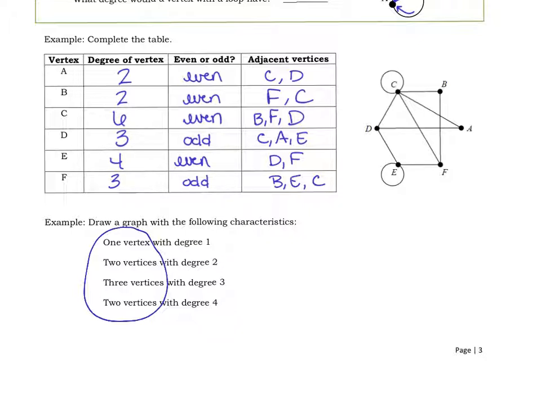So if you add up 1, 2, 3, and 2, you will know how many total vertices have to be in your graph. Then you need to get those degrees to work out. So pause the video, draw your graph the best you can. There's lots of right answers to this question, and then come back and see if your graph works out.